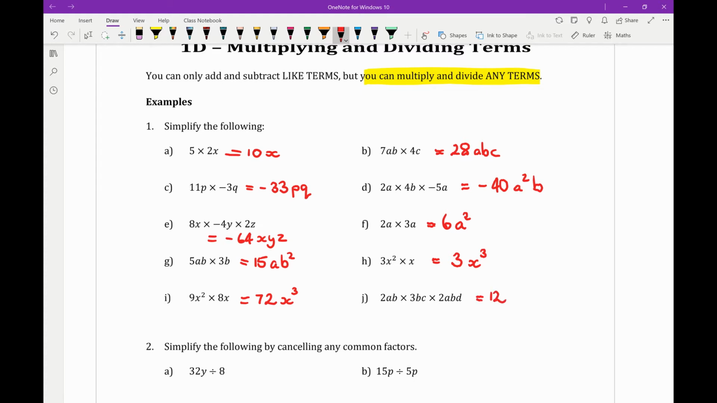Now, how many A's do we have? We have 1 in the first one and 1 in the last. That's A squared. Now, B's, we have 1 in each of them, so there's 3 of them, so that becomes B cubed. C, there's only 1. And 1D as well. Okay, so that's multiplying. Hopefully nice and quick for these ones.